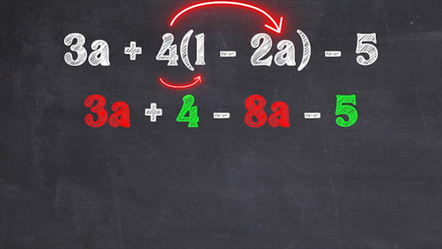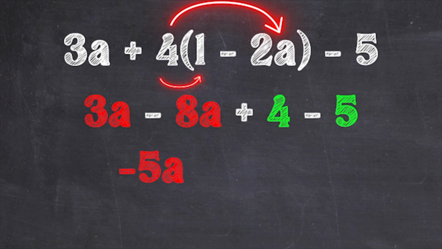In this step, there are 2 pairs of like terms, 3a and -8a, because they have the same variable, a, and 4 and negative 5 because they are constants. Let's rearrange the terms so that all the like terms are placed together. Combining the coefficients of a, which are 3 and negative 8, gives us negative 5a.